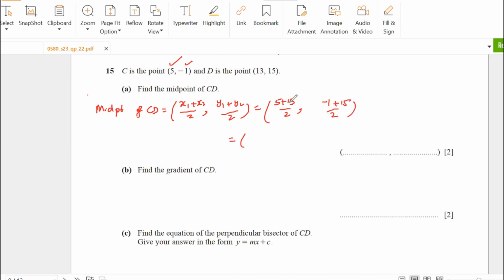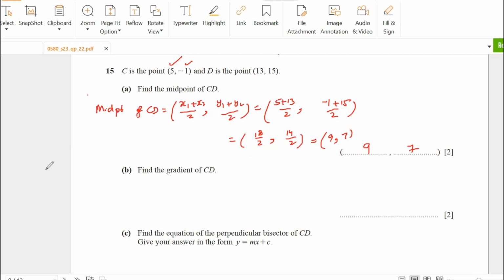So next step, 13 plus 5, 18 over 2. 15 minus 1, 14 over 2. So that gives me (9, 7). So here we have the answer (9, 7). Next, find the gradient of CD.